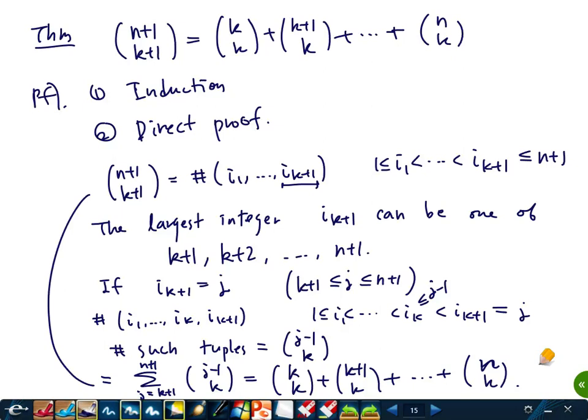There are many, many identities like this involving binomial coefficients, and in most cases we have nice combinatorial proofs like this. But sometimes you can prove them using induction or computation, or you can prove them combinatorially like this. You will see more examples in maybe homework and exercises. Okay, then I'll stop here. Thank you for your attention.